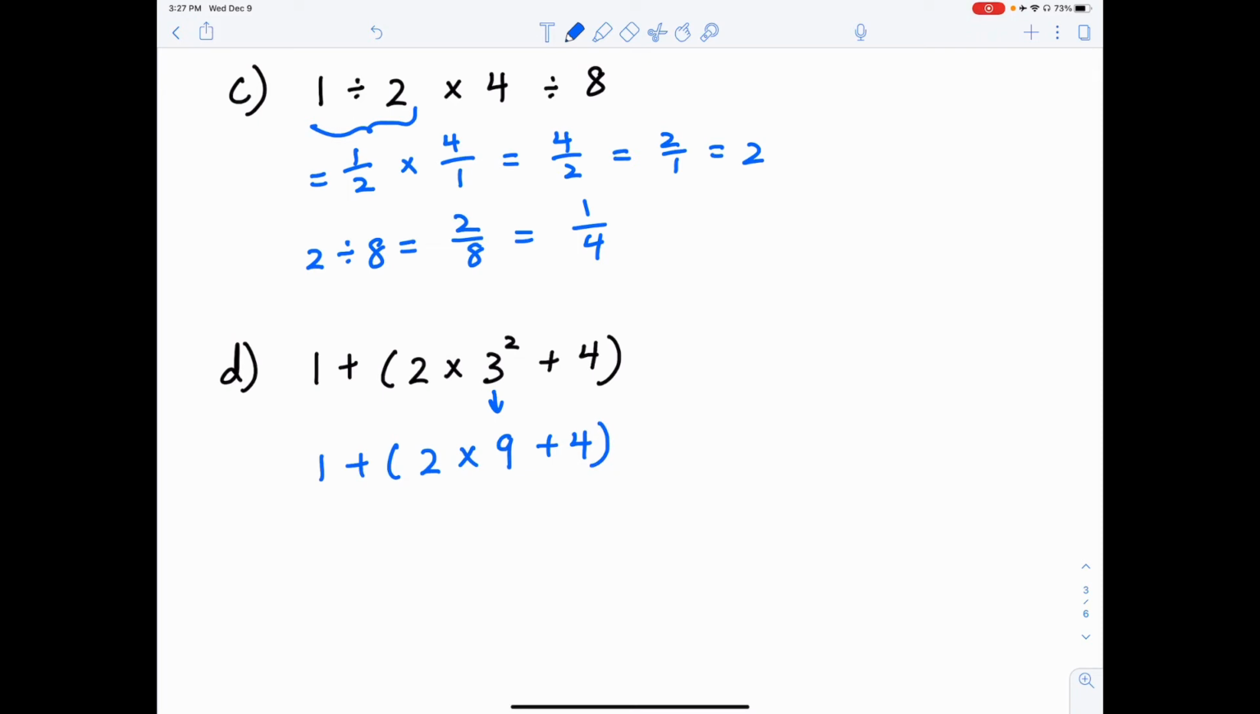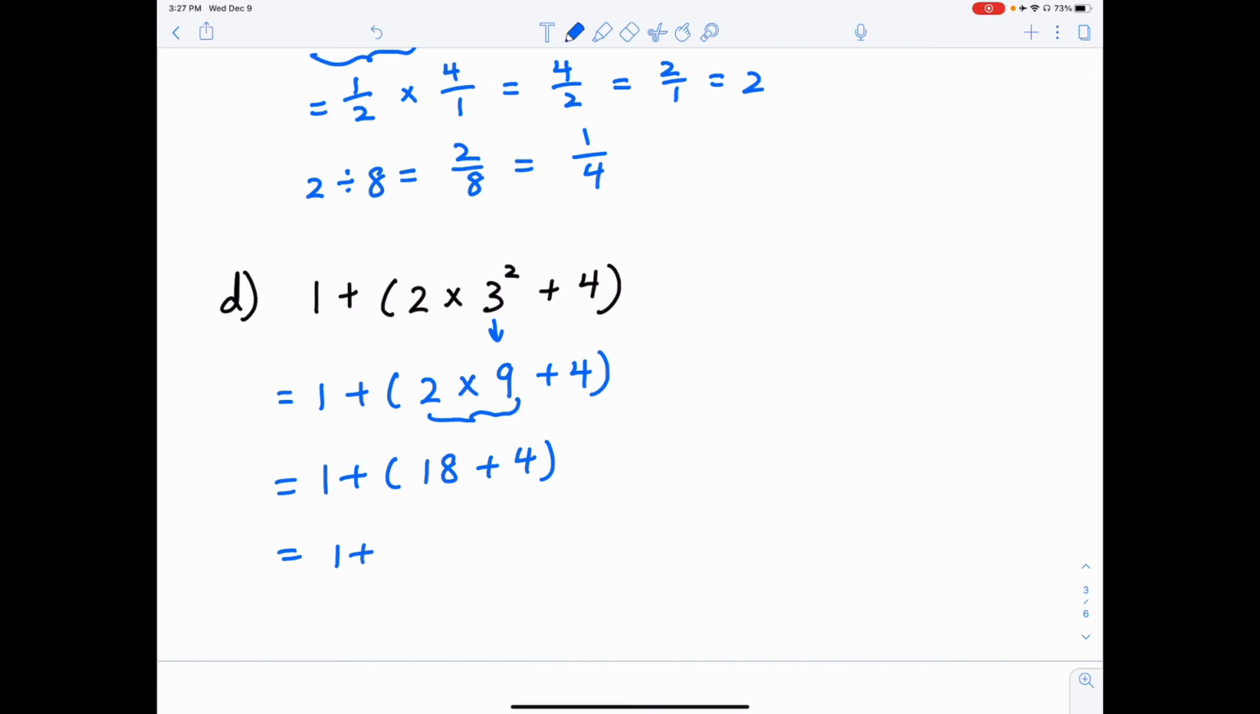Then, again, I focus on the brackets because I'm not done with it yet. Inside the brackets, we see multiplication, so we do that first. So this will be 1 plus 18 plus 4. Again, the brackets are still there because I'm not done completing what's inside the brackets. Put the equal sign, and then we'll go 1 plus, inside the brackets, this will give us 22, which gives us an answer of 23. Now again, those brackets are redundant, so you can just remove them as well and come to the same answer of 23.